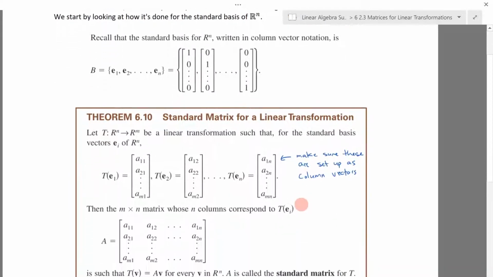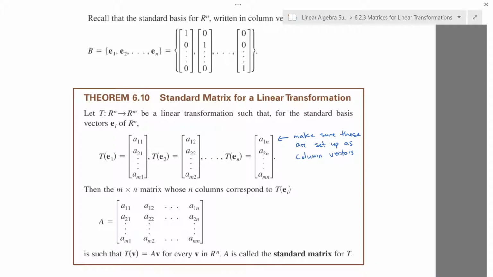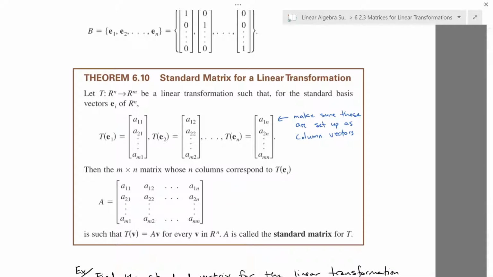Basically, to obtain the standard matrix for a linear transformation, you calculate the transformation for each of the individual standard basis vectors, and you write the resulting vector as a column vector, right? So you transform E1 and write it as a column vector, transform E2, write that as a column vector, and so on. If you take each of these column vectors and write them as the columns of a matrix, then this matrix will be the matrix representation for the linear transformation, in the sense that transforming a vector V is the same as matrix multiplication with the matrix A.